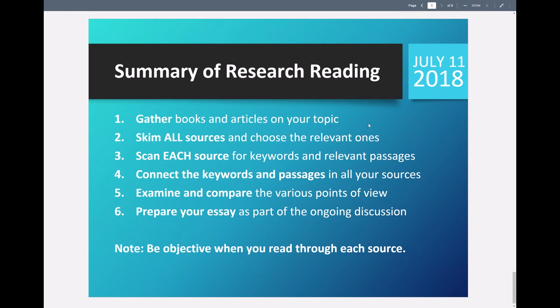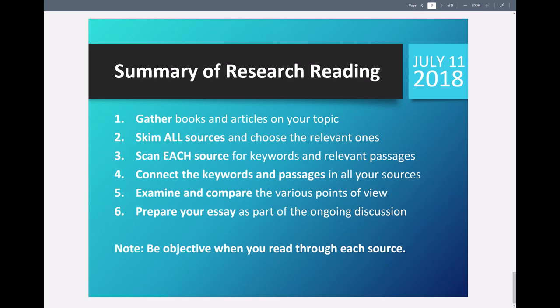So here's a summary of all the reading skills and steps that you would do. 1, gather the books and articles that you're going to need. In your summary, you're going to read the article. Number 2, skim through all the sources and find the relevant ones. In this case, your summary, you're assigned one of the two, so you look at them both and choose one. Next, scan each source for keywords and relevant passages. In your summary, you would choose the one source and scan that source carefully to look at any keywords or relevant sentences. Next, connect keywords and passages to your sources.